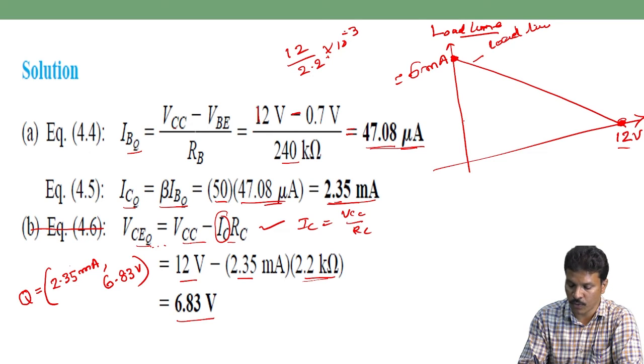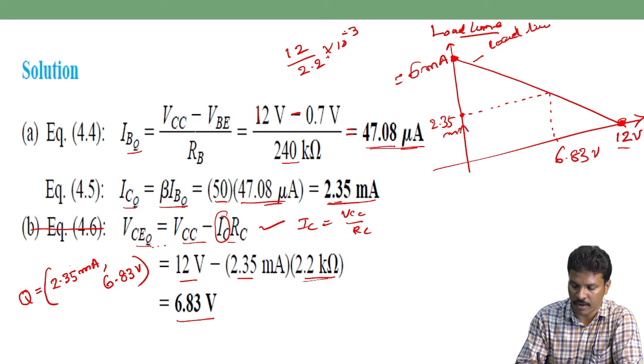ICQ is 2.35, out of the maximum 6. So about 2.3 means around this one. So this is the joint line, and the corresponding voltage is 6.83 volts, 2.35 milliampere. So this is called the Q point.